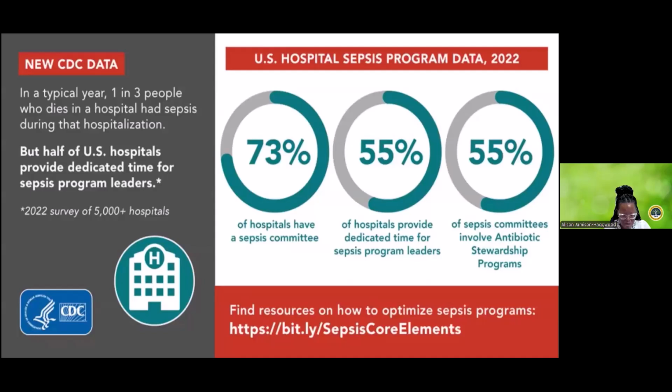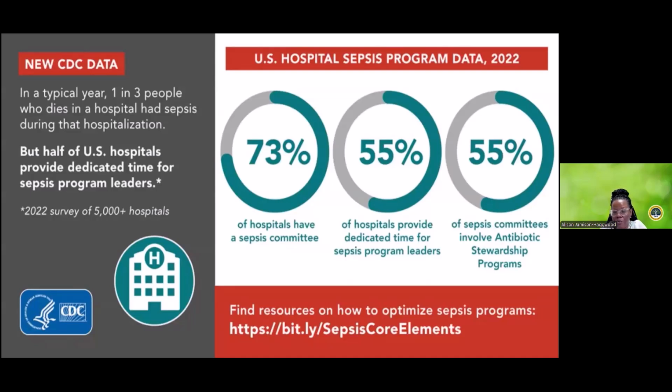So this report provides that information. This next slide is from CDC, and it shows that for a typical year, 1 in 3 people who dies in a hospital had sepsis during their hospitalization. So that's a lot of people, 1 in 3. But then it goes on to say that half of U.S. hospitals provide dedicated time for sepsis program leaders. And that was from a 2022 survey of 5,000 hospitals. So they are dedicating their time to their sepsis programs.